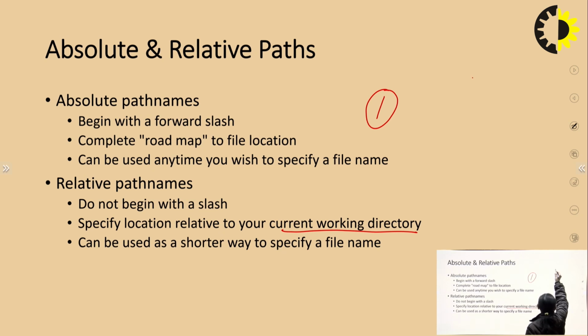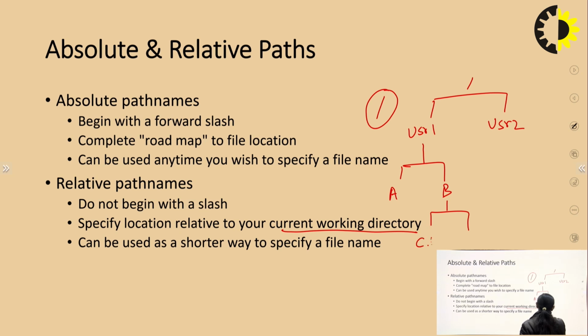For example, this is my hierarchy. This is user 1, this is user 2. Under user 1 there are A and B, and A has, for example, c.txt, and here I have D, and here I have, for example, e.txt, and this is another user, it may be F1 and it may be F2. Suppose you are working in the A directory.